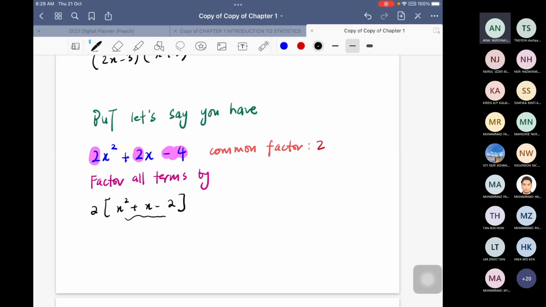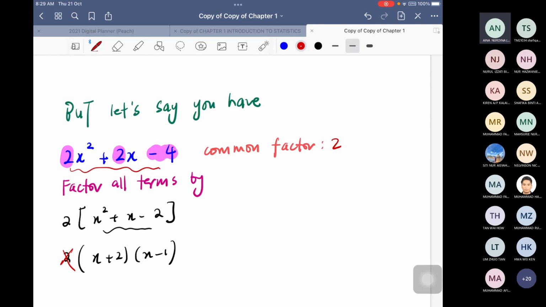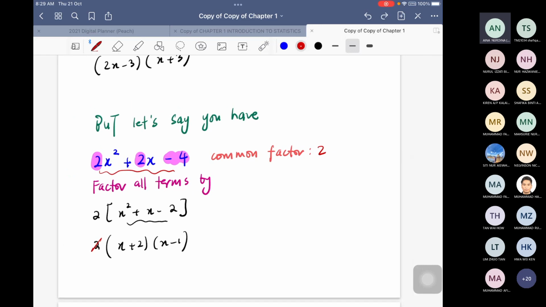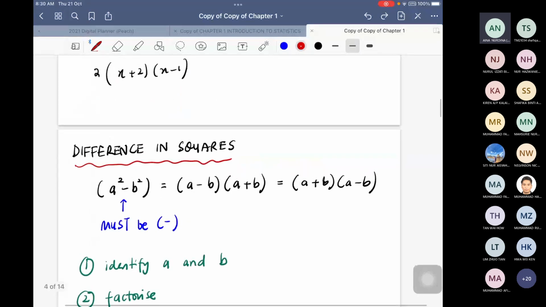Kemudian barulah yang ni you masuk dalam calculator. And you will get x tambah 2 darab dengan x tolak 1. This is going to be the factorization. Tapi kalau you direct pakai calculator, you masukkan ni terus, calculator akan bagi this as your factorization. So salah lah, tak ada 2 tu. So that is why 2 tu kena ada. So check betul-betul every time you factorize, sama tak kalau dia in term of expression. Kalau equation tak ada masalah, tapi masalah dia kalau kita ada expression. Okay, so be very careful with that.